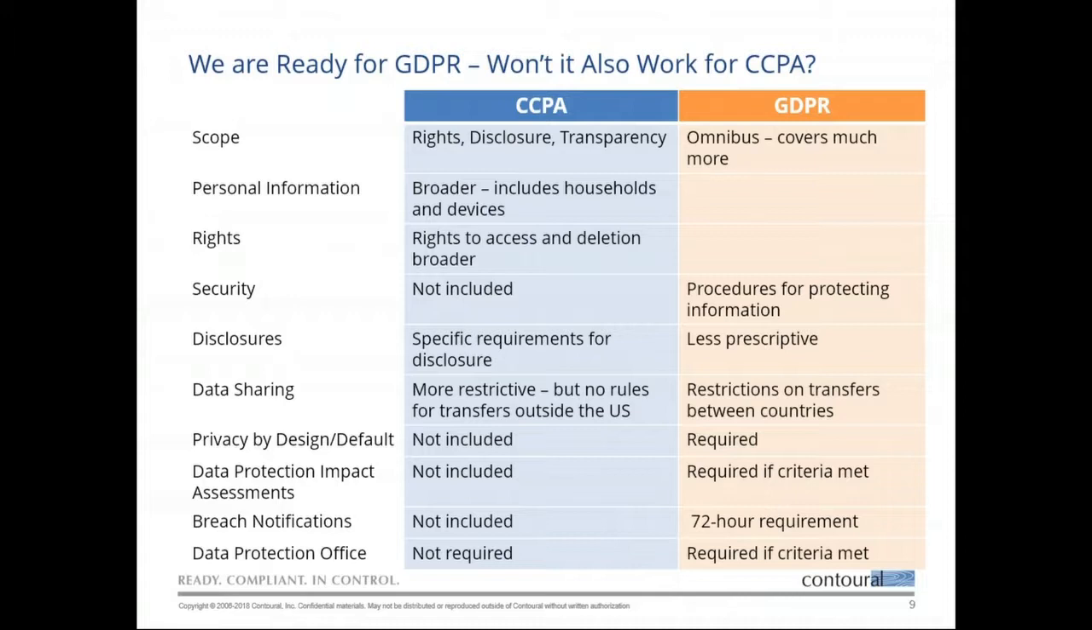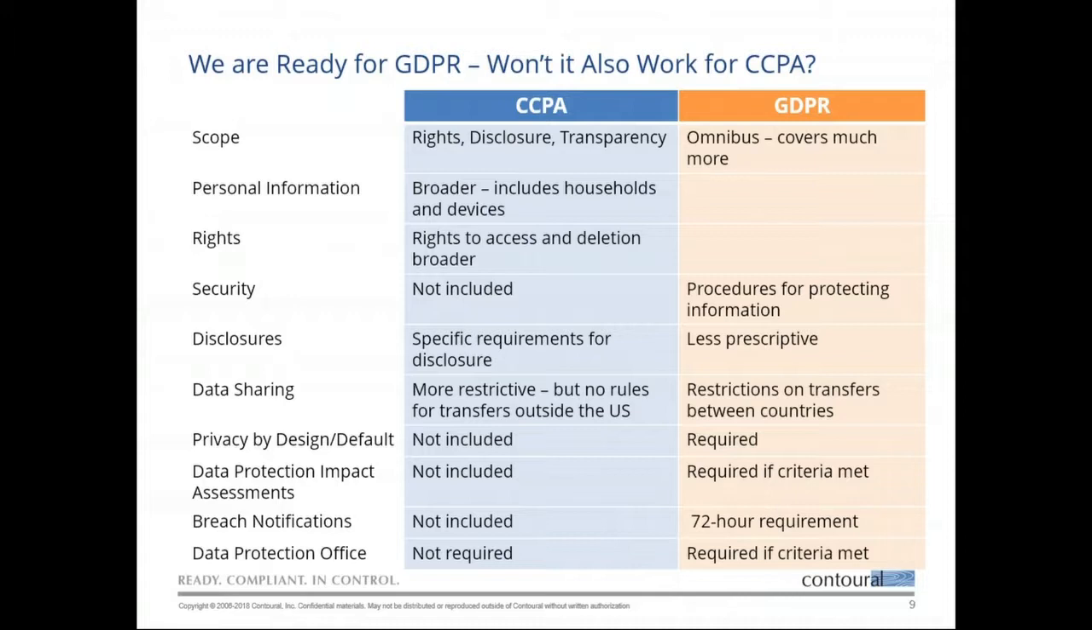The scope of California privacy tends to focus primarily on the rights of consumers and disclosure of that information and transparency of organizations. While GDPR is much more omnibus, it covers a lot more. It's a lot more prescriptive. There's a lot more about technology and security in there. The California Consumer Privacy Act is much less prescriptive. On personal information, the definitions are somewhat close. I would argue that California is a little broader because it includes households. It also includes devices. So I would say broader than the European Union.